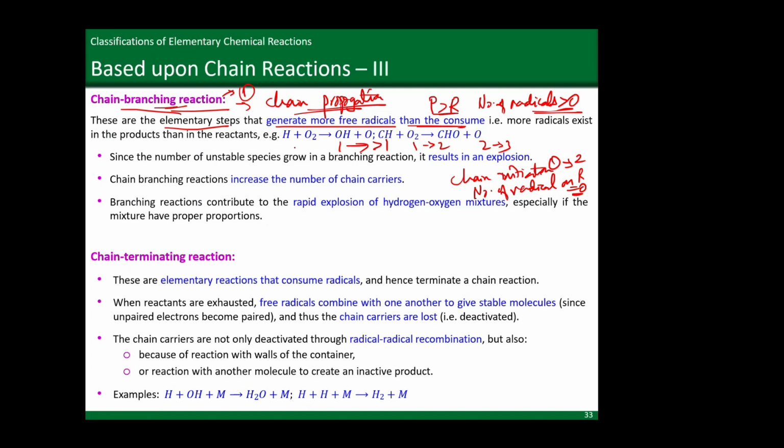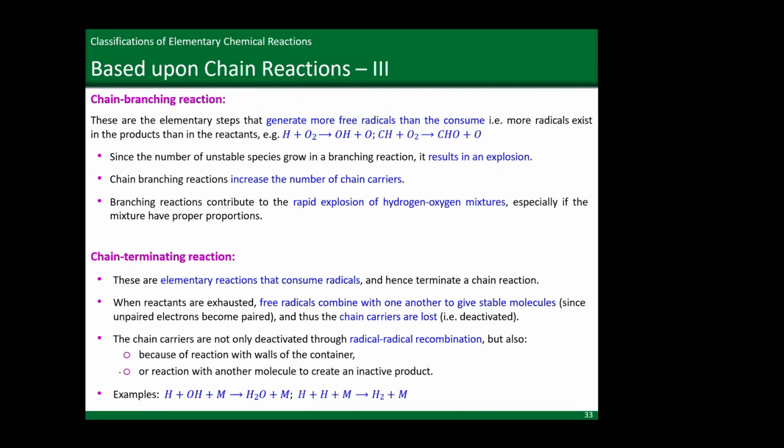So now let's look at some examples here. Here you have H plus O2. You have H as a radical, O2 a stable species, giving rise to OH plus O. So you're going from one radical to two radicals, increasing the number of radicals, and you're starting from non-zero. So this is an example of a chain branching reaction. Another example, CH plus O2 giving CHO plus O. Again, you're going from one radical, which is CH, to two radicals. So these are examples of chain branching reactions. In a chain branching reaction, you're growing the number of unstable species or the reactive species.